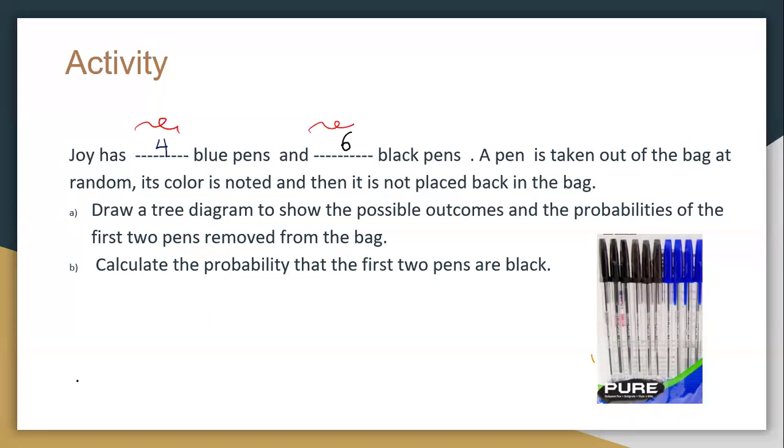Now, they are telling us that Joy has 4 blue pens and 6 black pens. A pen is taken out of the bag at random. Its color is noted and then not placed back. Now I want you to tell me in the chat, is this item about with replacement or without replacement? So when you read the question, what does it want?